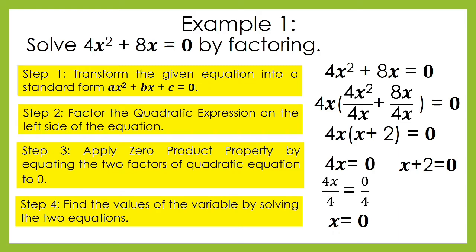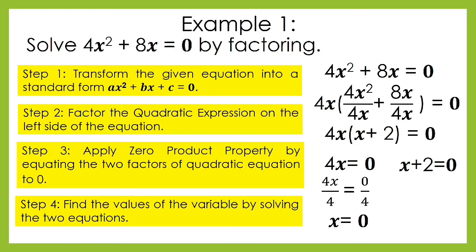4x divided by 4 is x. Paano nangyari yon? 4 divided by 4 is equal to 1. So, 1 times x is x. And then 0 divided by 4 is 0. This is the first factor of our equation.